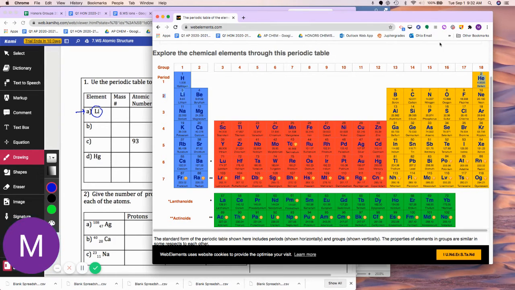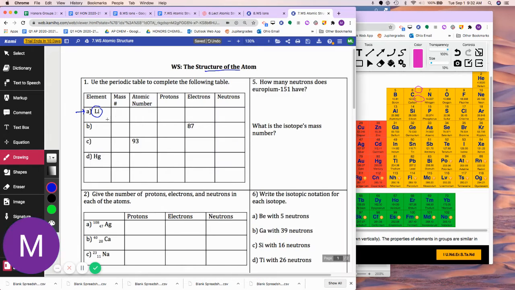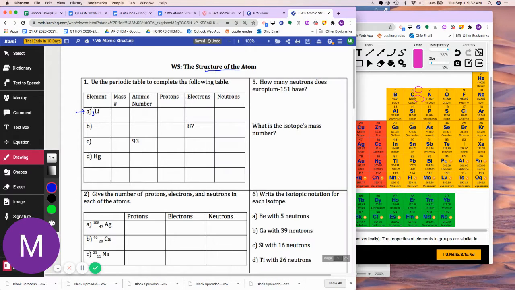So if you can see here, again, the 3 is the number of protons and 6.941 is the mass. So we would use the AZ notation here to show you. The 3 would go on the bottom left corner, and then the 6.94 that you saw here, you will round to 7. So put 7 right there. So the mass number is the 7.